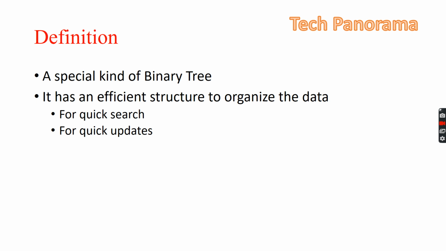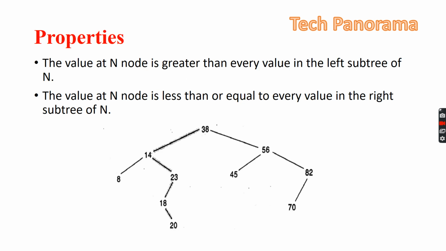The difference between the binary tree and the binary search tree is the organization of the data. A binary search tree contains the data in an organized way to perform quick search operations and quick update operations that we'll discuss in the further examples.